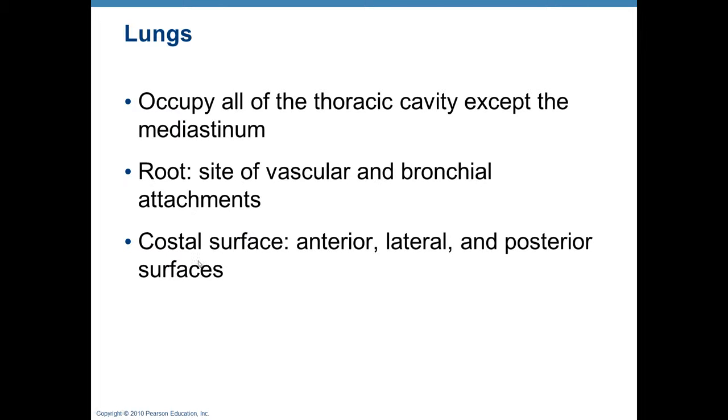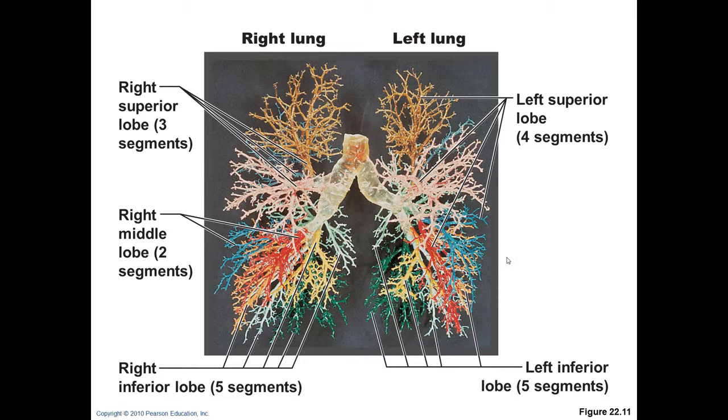And they also have three what are called costal surfaces. The lungs are completely surrounded by your ribs. Costal refers to your ribs. Hopefully you remember that. And so the lungs have anterior, lateral, and posterior costal surfaces.